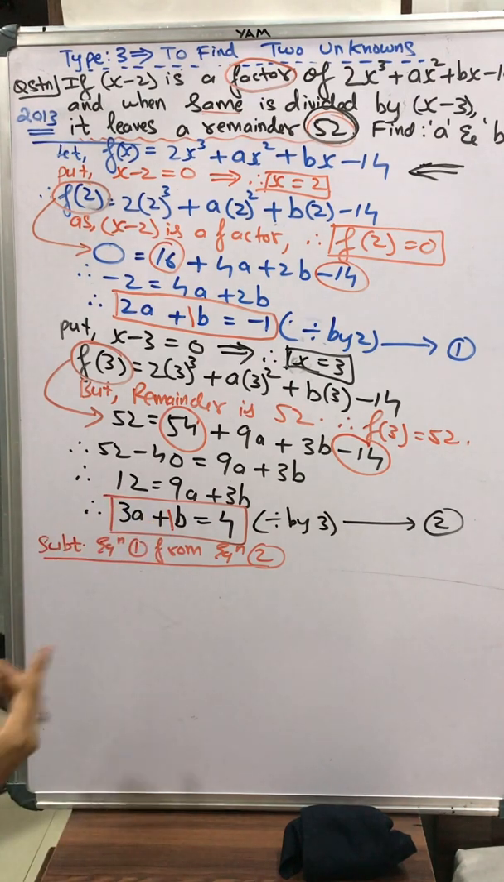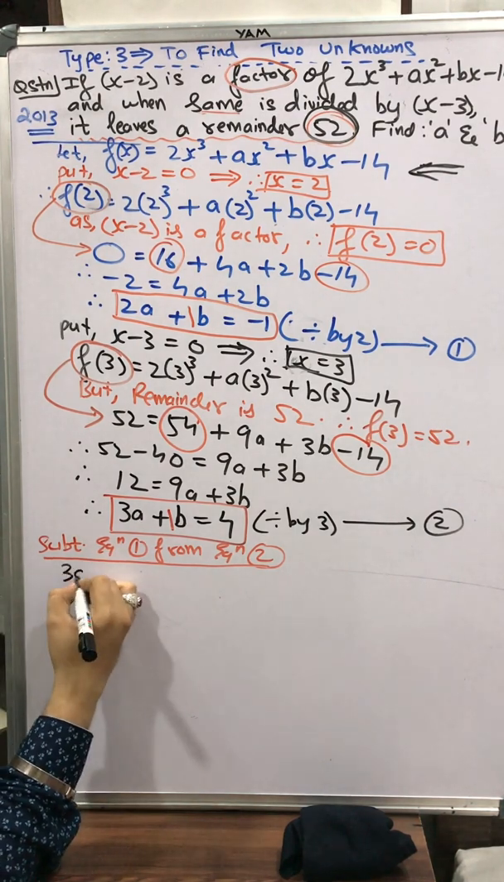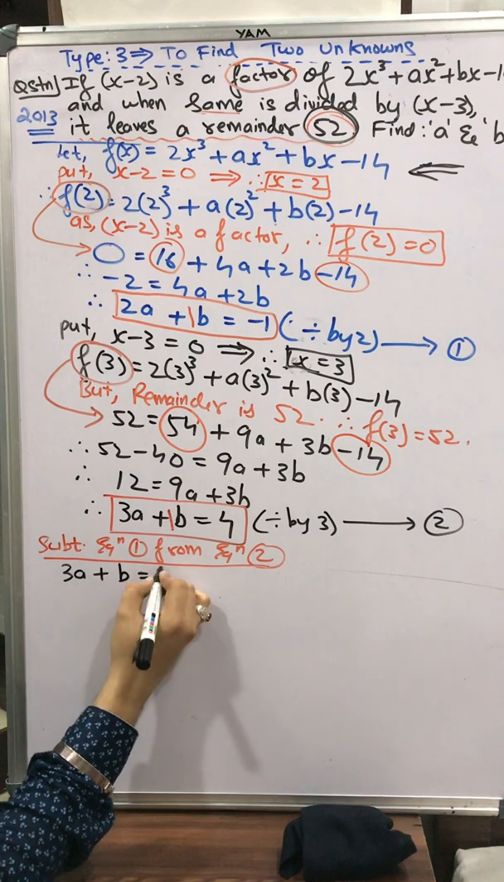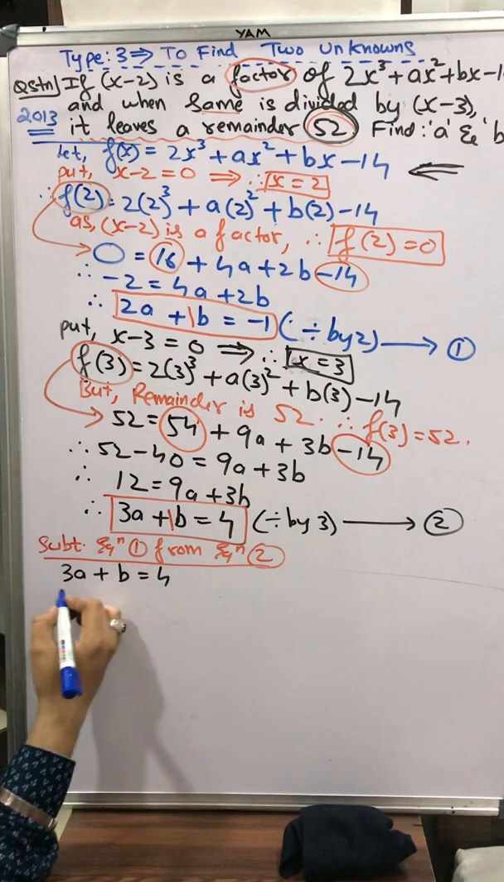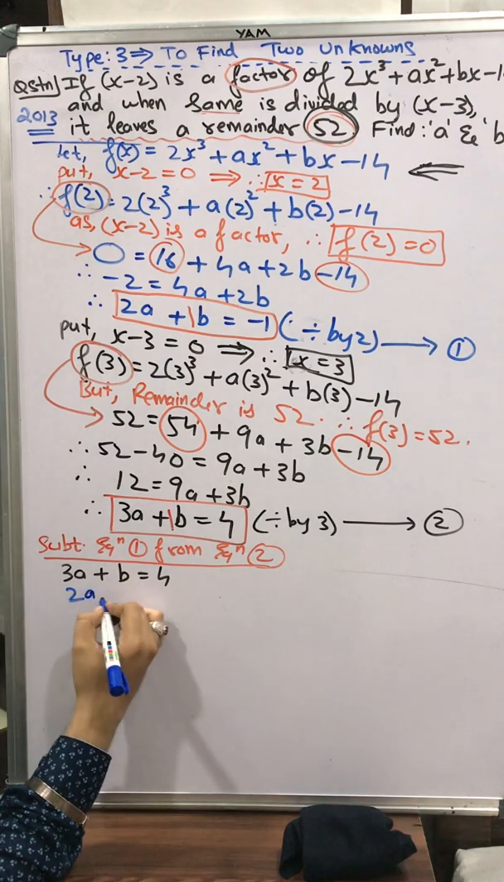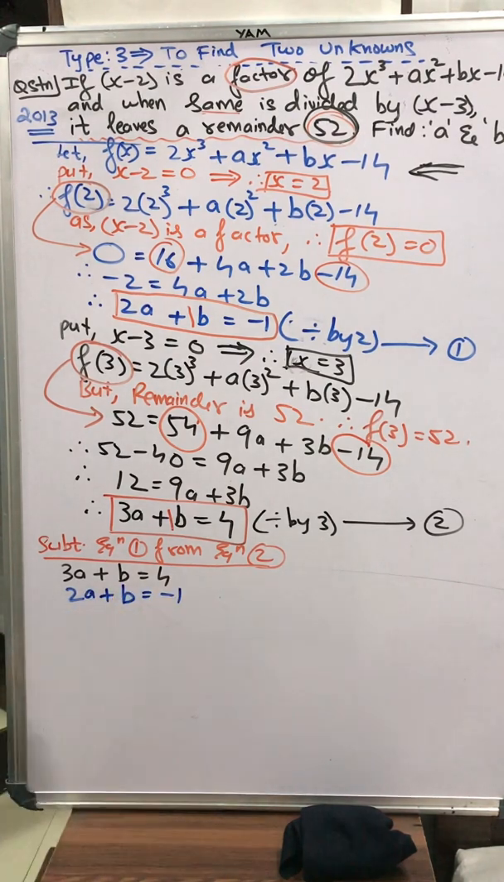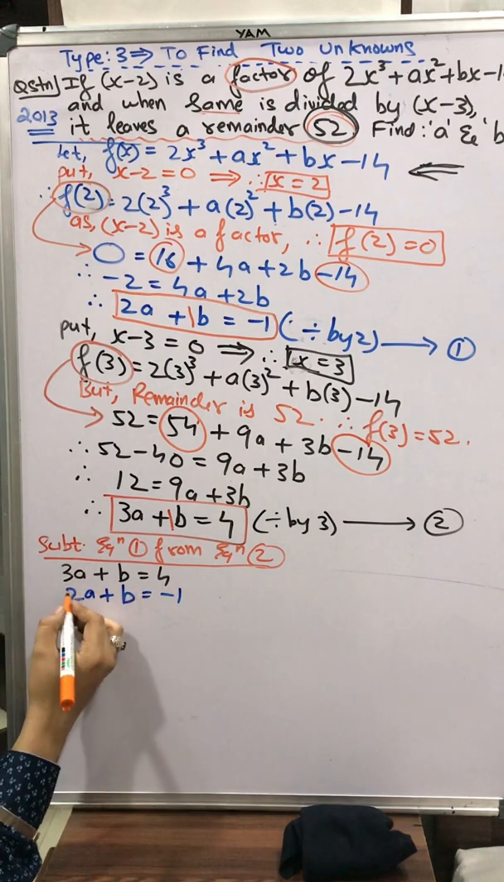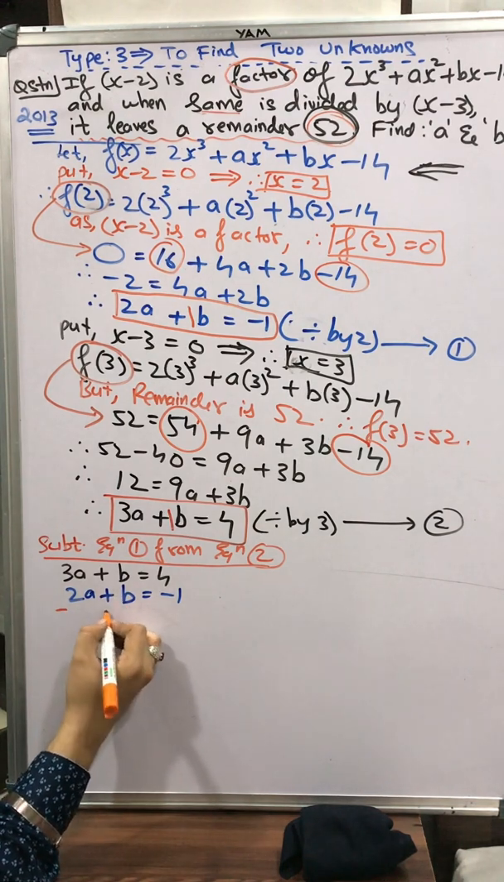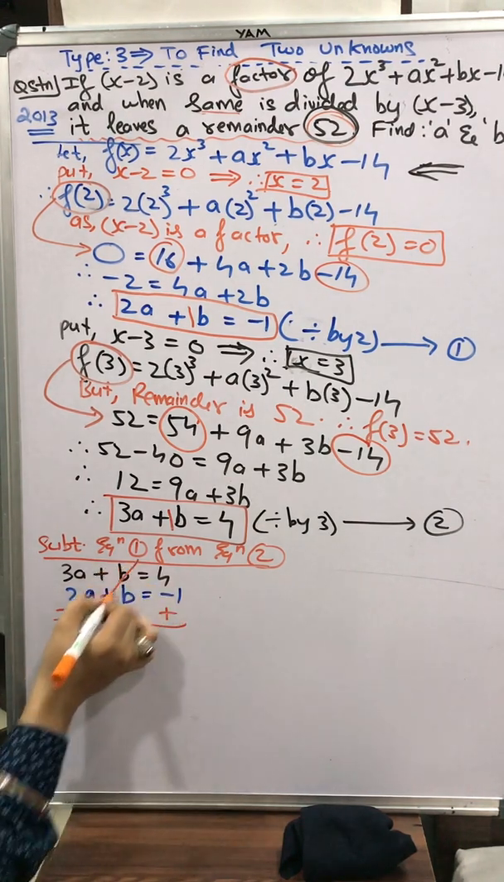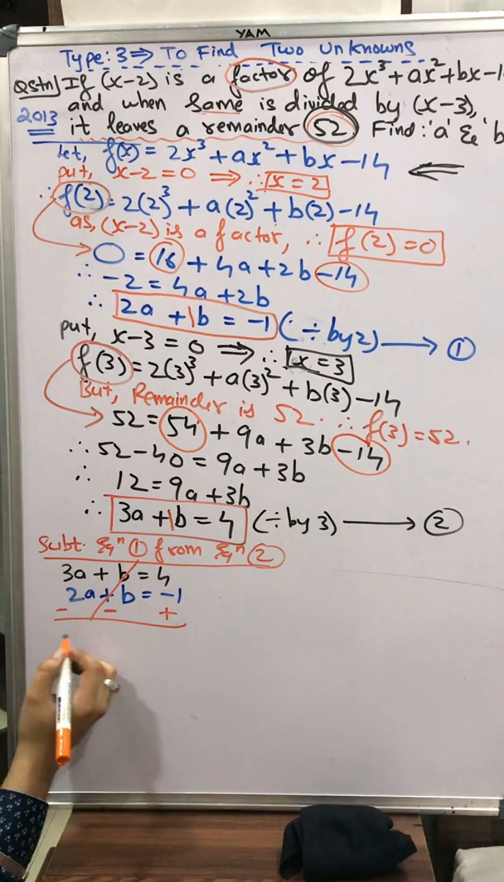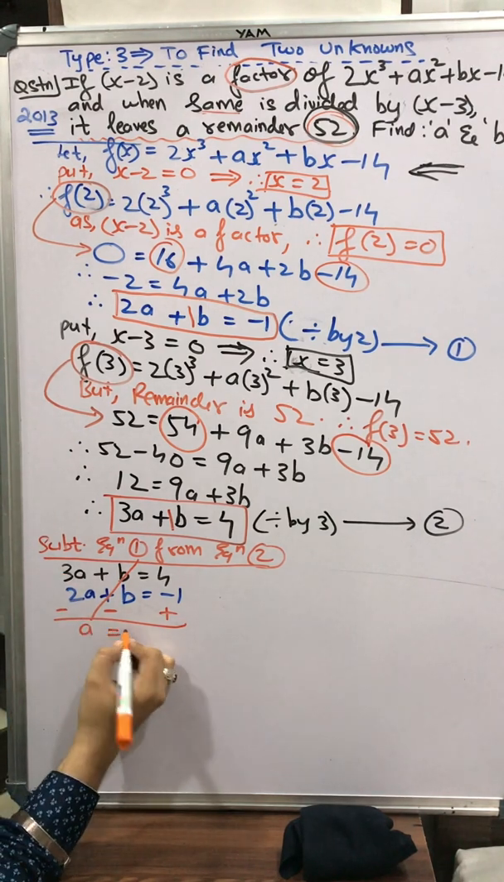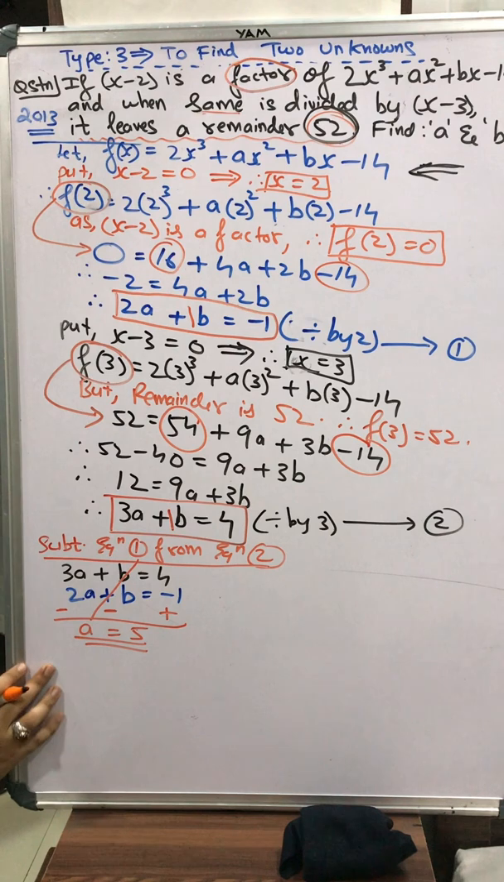What was my equation 2? From 2 I'm subtracting 1. My equation 2 is 3a plus b is equal to 4. My equation 1 is 2a plus b is equal to minus 1. Don't forget to change the sign of the second equation what you wrote. Here it is in blue color. So 2a becomes minus 2a, new sign. Plus b becomes minus b and minus 1 becomes plus. This goes off. So 3a minus 2a becomes 1a, positive a, is equal to plus 4, and this is plus 1 now. So it becomes 5. So my value of a is 5 now.